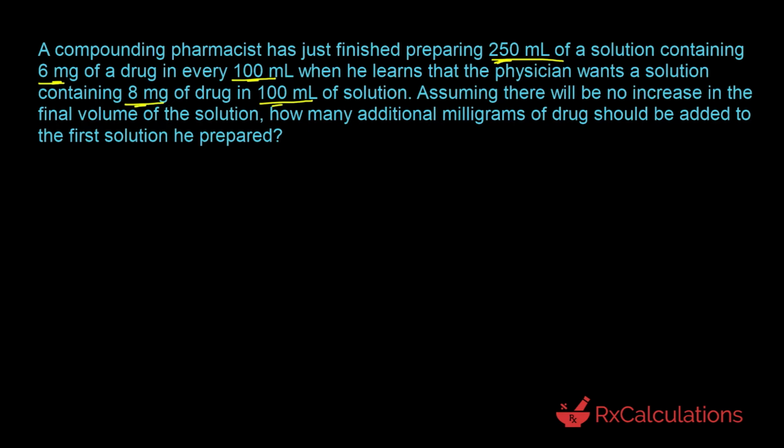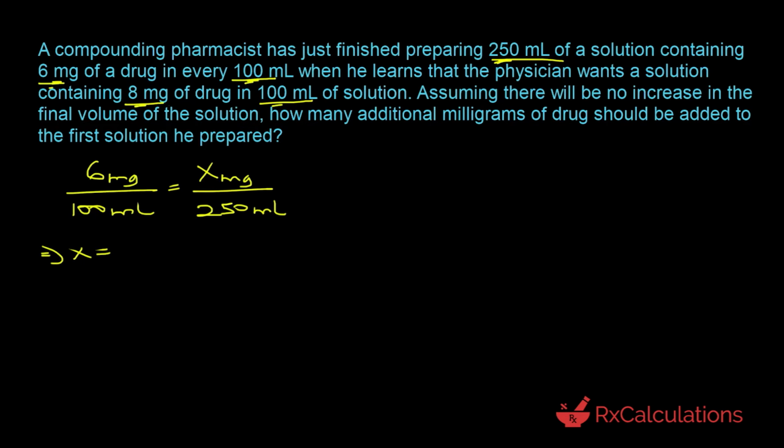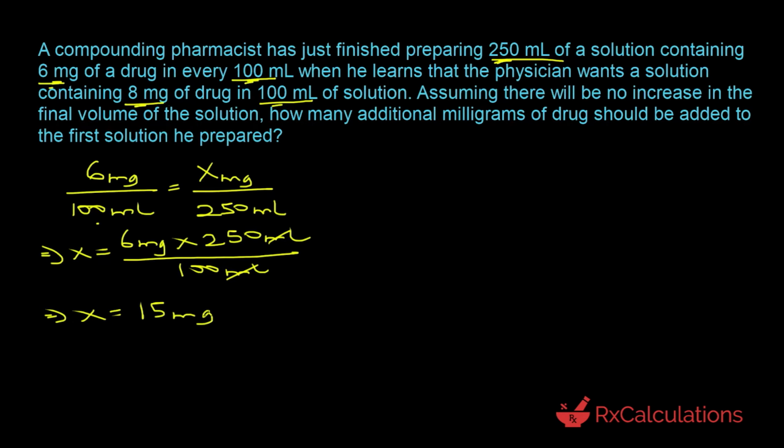So we're going to start off with the initial scenario where you have 6 milligrams of drug in every 100 milliliters. What that would look like then is you have 6 milligrams of drug in every 100 milliliters of solution. But notice you need to make 250 milliliters of solution. So we set this equal to some quantity in milligrams divided by the 250 milliliters. We can go ahead and solve for the unknown. You multiply the extremes, divide by the mean, and that would imply that you have 6 milligrams times 250 milliliters, and you divide that by the 100 milliliters. The milliliters is going to cancel out, and so that would imply that your X is going to be equal to 15 milligrams.